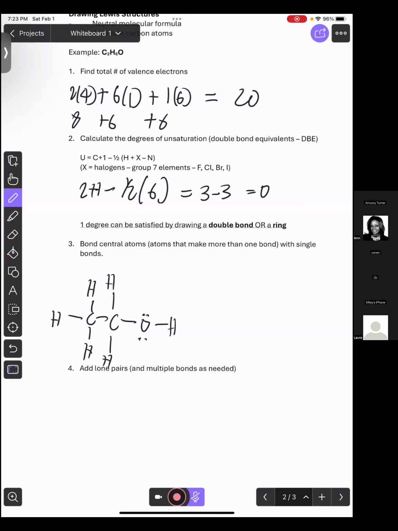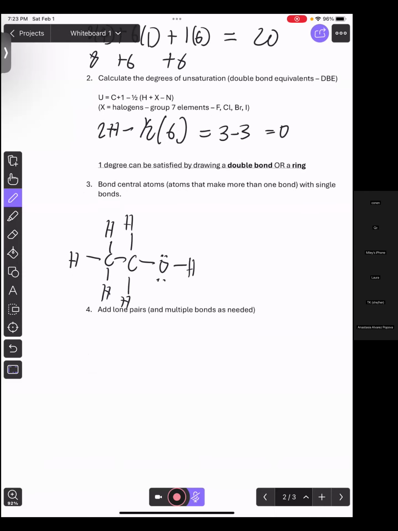So if we count, we should get 20. Can someone tell me if I have 20? Yes, I do. So I can see it here. I can see hydrogen, right? There are 2 electrons here, 2, 4, 6, 8, 10, 12, 14, 16, 18, 20. I use 20 electrons. This formula is correct and legit.